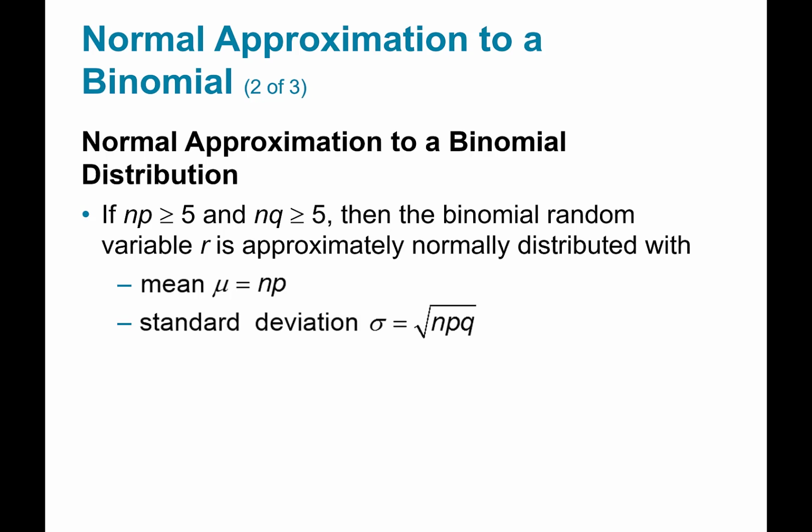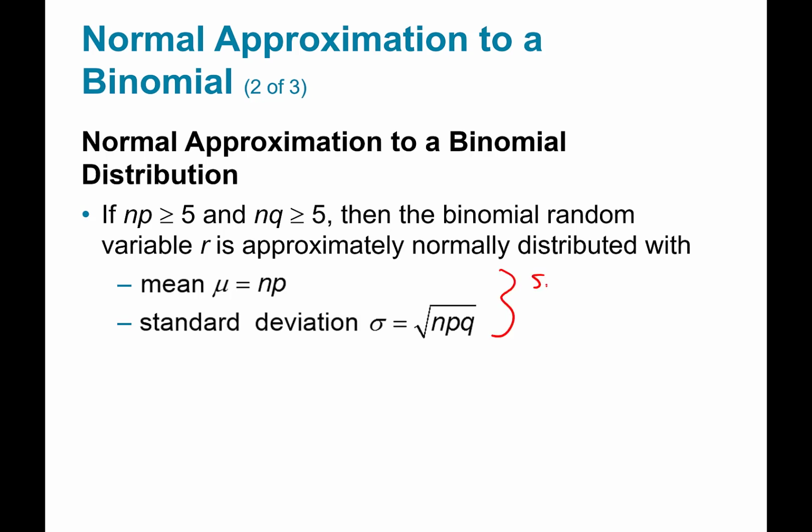np has to be greater than or equal to 5, and nq has to be greater than or equal to 5. So that's the first thing you want to check: np is greater than or equal to 5, nq is greater than or equal to 5. If this is true, then the binomial distribution, call it r, can be approximated with a normal distribution that has mean mu equal to np and standard deviation sigma equal to the square root of npq.